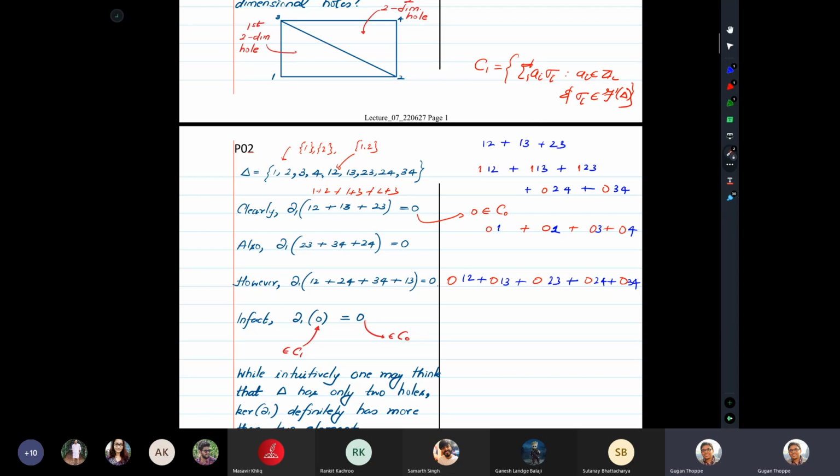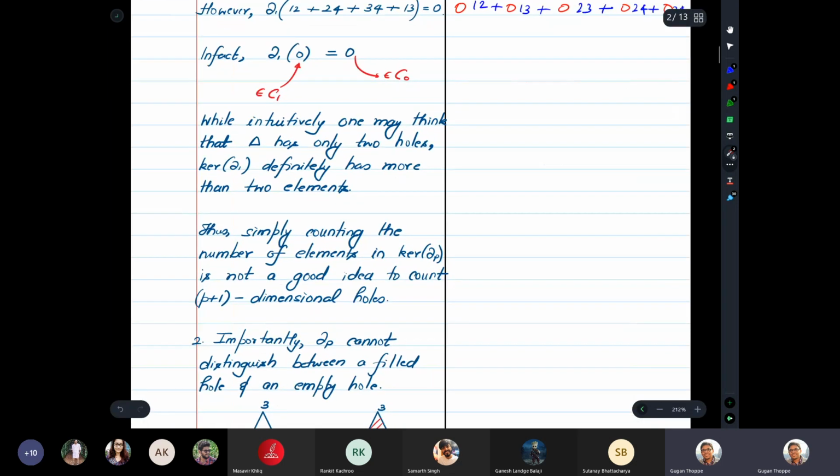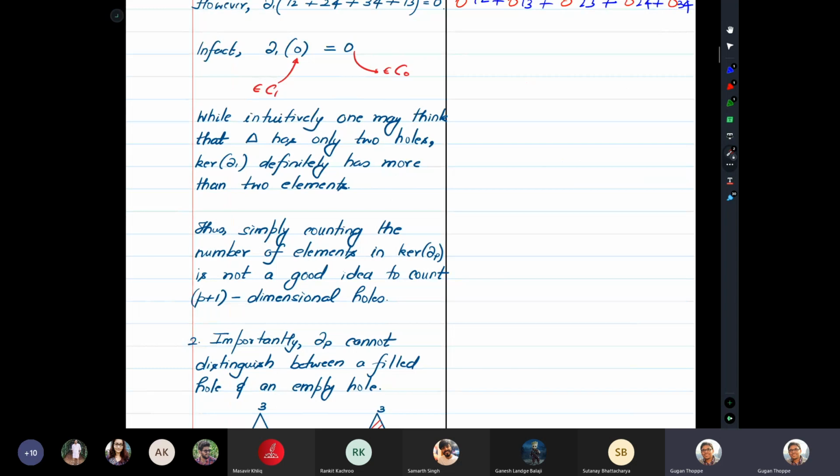Let me again summarize. Our goal was to count the holes in this simplicial complex. As a means to answer the question of how many holes there are, one cannot simply count the number of elements in the kernel of ∂1. While the kernel of ∂1 does include useful information, you cannot blindly count the number of elements. That's the summary. Let me pause over here for a second or two. If you have any questions with regards to the discussion that we just had, please ask.